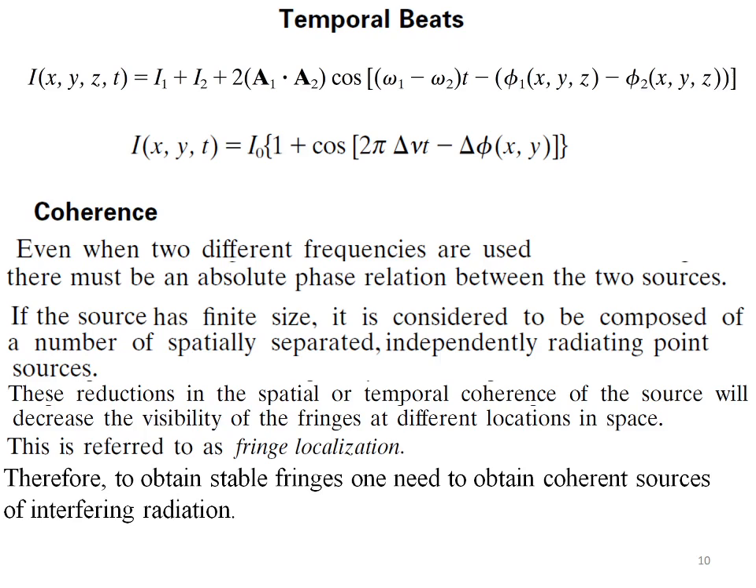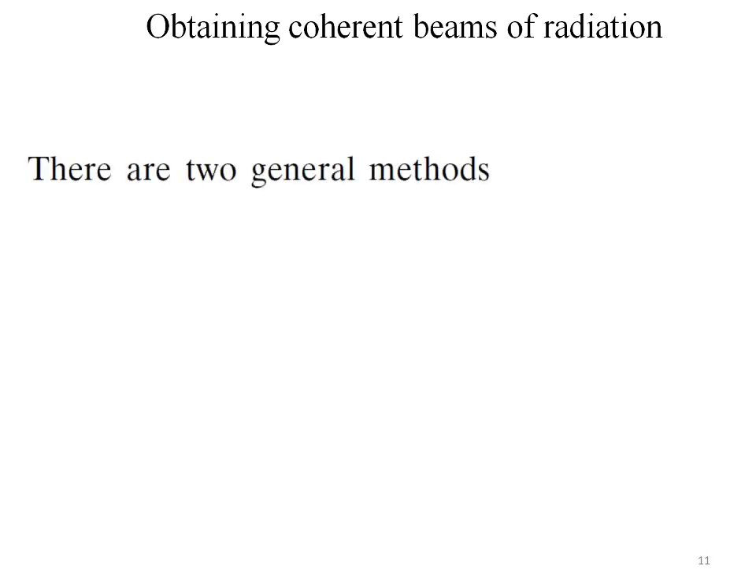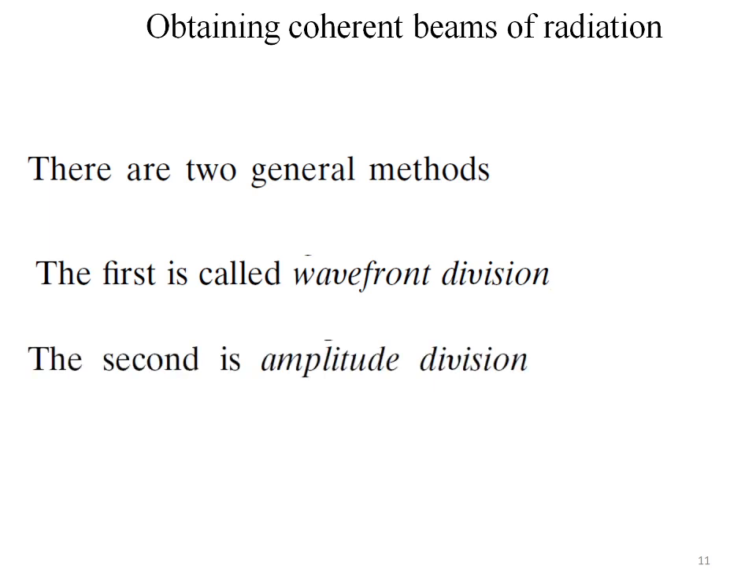So to obtain stable fringes on the screen, one needs to obtain coherent sources of the interfering radiation. The two radiations which are interfering must come from coherent sources. And to obtain coherent sources, there are two general methods. One is by division of the wavefront. Second one is by division of the amplitude.